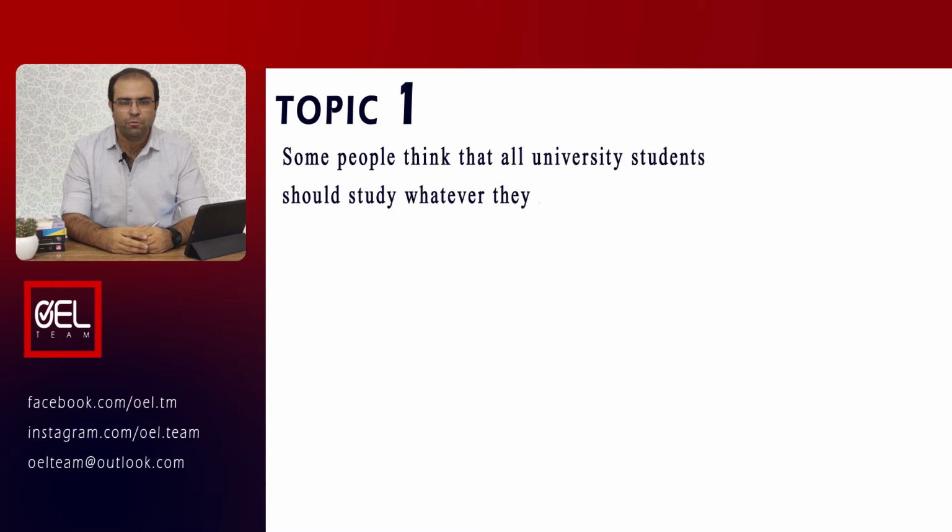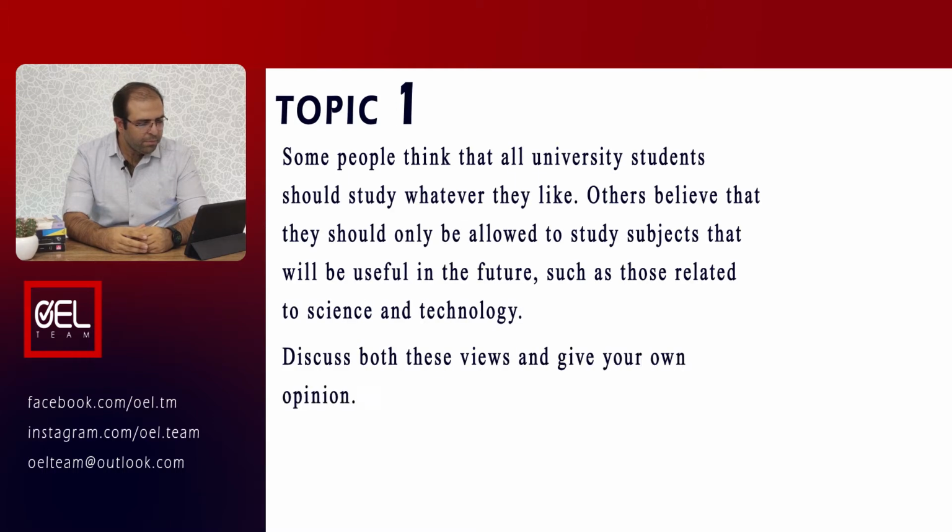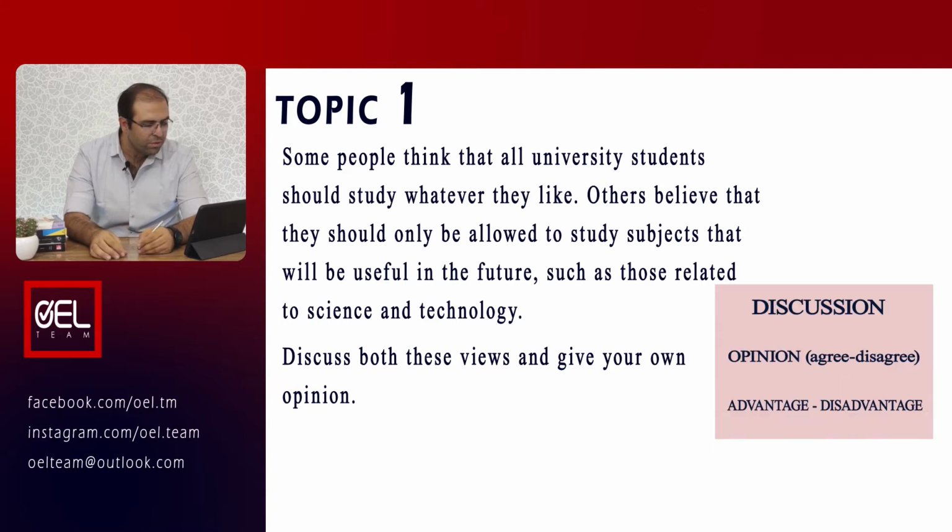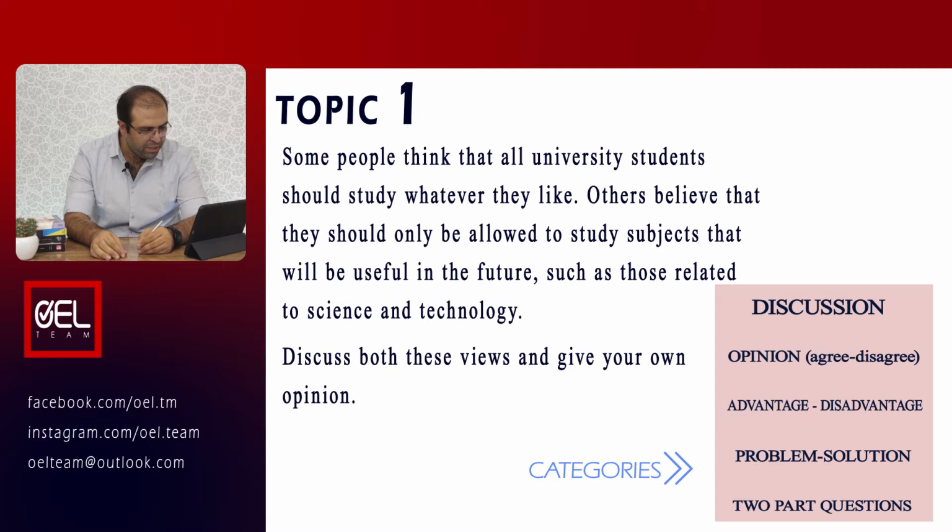As you see in topic 1, some people think that all university students should study whatever they like. Others believe that they should only be allowed to study subjects that will be useful in the future, such as those related to science and technology. Discuss both these views and give your own opinion. As you see, it asks you to discuss an issue about studying, so it is classified in the first category.